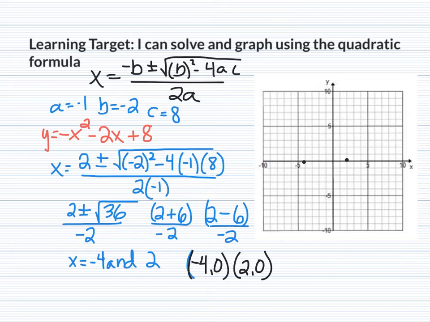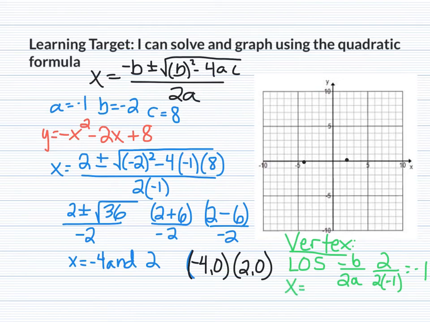Now, what I'm going to do is get the vertex. So that's the next step, is to get the vertex. Okay, well, there's 2 steps for getting the vertex. First, the line of symmetry, negative b over 2a. Oh, negative b. Well, b is negative 2, so that's 2 over 2 times negative 1. 2 over negative 2, that's negative 1. So the line of symmetry is x equals negative 1. Okay, let's put that on there.